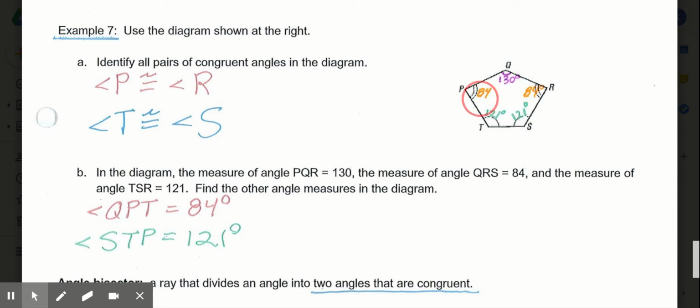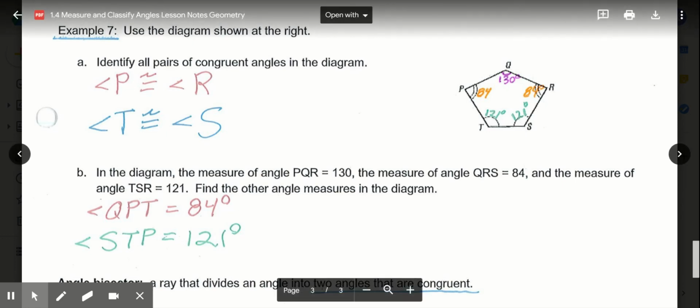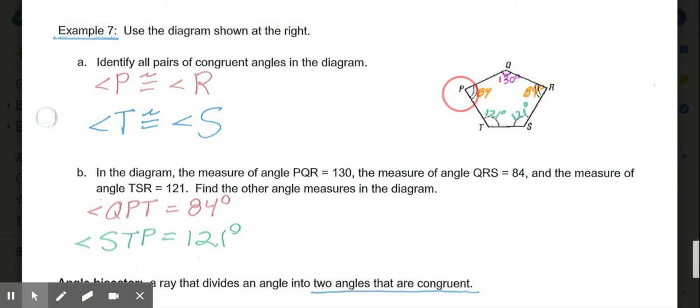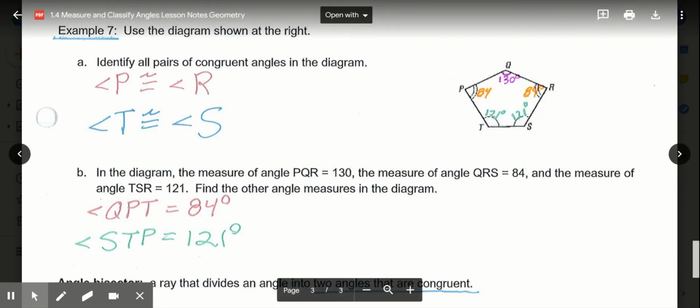The double arc here on P and the double arc here on R mean R and P are congruent. The single arc on T and the single arc on S mean T and S are congruent. If Q would have a single arc as well, then Q, T, and S would all be congruent. So double arc and double arc match up. So P and R, angle P is congruent to angle R. T and S, angle T is congruent to angle S.